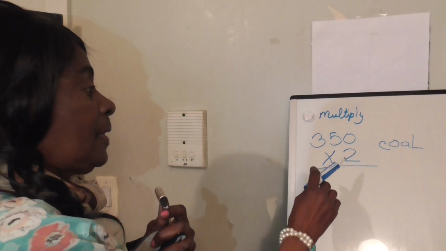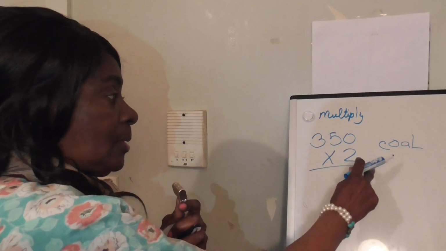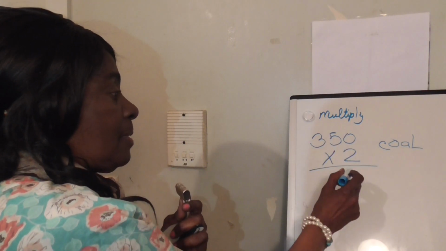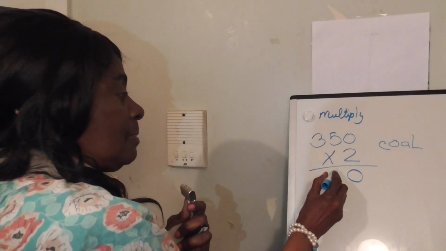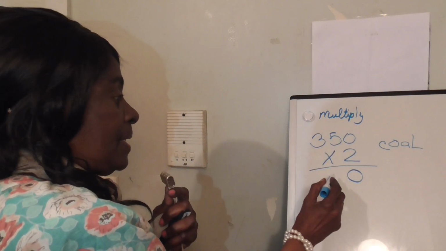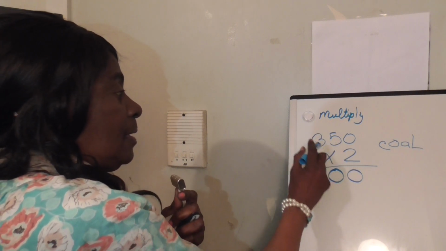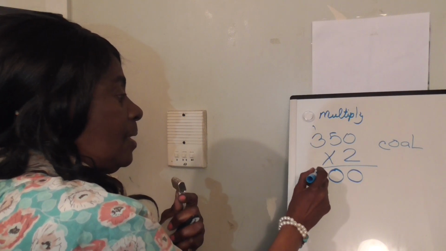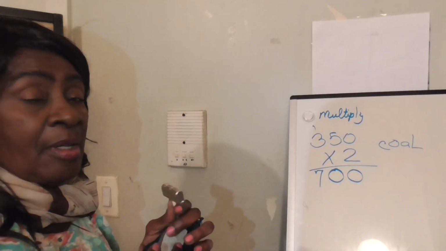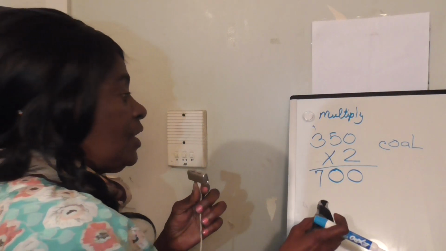Multiply. 2 boxes, in each box is 350 pieces of coal. 2 times 0 is 0. 2 times 5 is 10. 0, carry a 1. 2 times 3 is 6, adding the 1. We have 700 pieces of coal because there's 350 in each box.